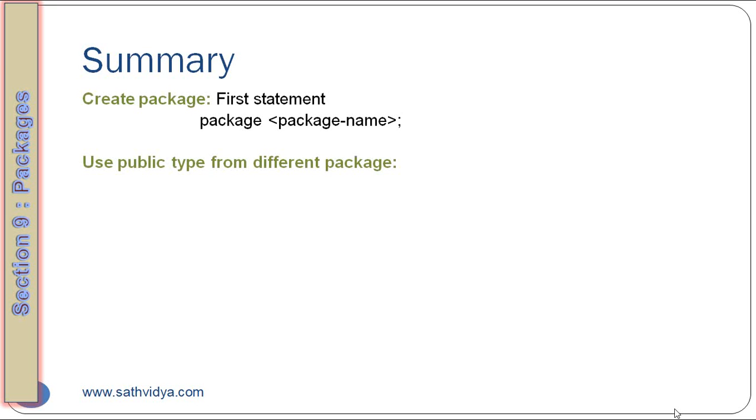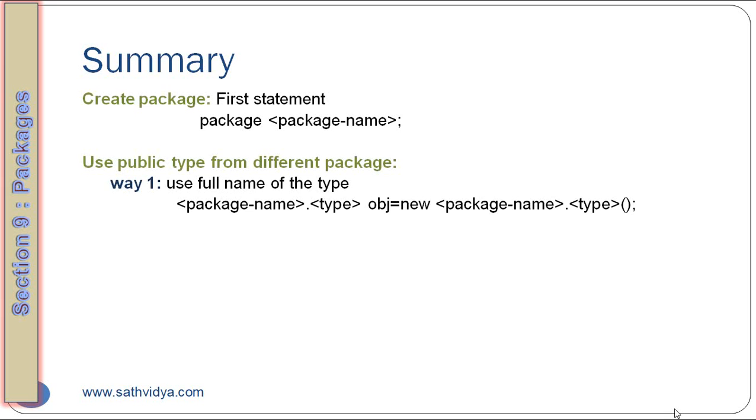Finally we are going to look at the whole summary of the packages. If you want to create a package, the first statement in the file should be the keyword package and the package name. And if you want to use any public type from a different package, here are three ways that you can follow. One way is to use the full name of the type. That means without using the import keyword, you can directly create an object by giving the full package name with a dot symbol.